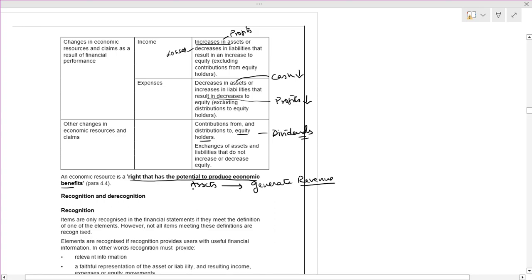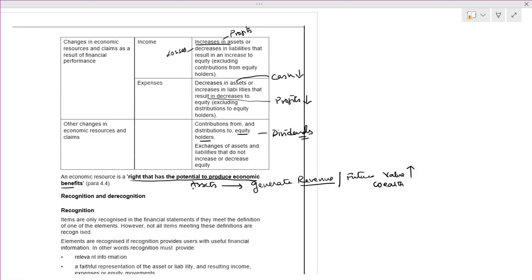You have the assets, but they are not generating revenue. There is no purpose of retaining those assets. If you have land at some place, if you have buildings, and they are not having any commercial value, then what is the purpose? It has to generate revenue, and in future the value should increase in terms of wealth. Then only can we say it is a right that has potential to produce economic benefits.